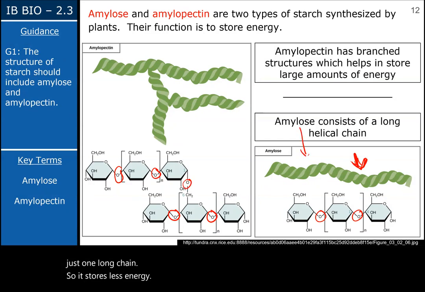So this is amylose. This is amylopectin. Amylose is like a single string, a single branch. Amylopectin has more branches.